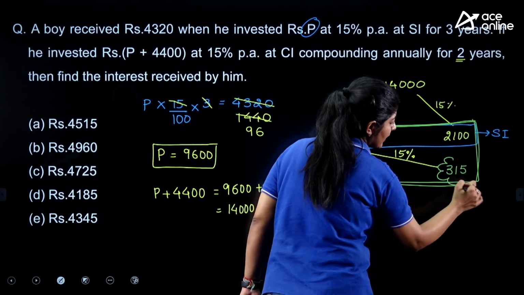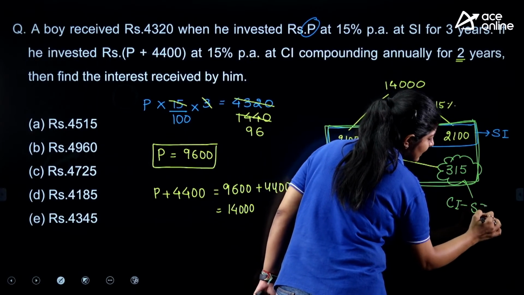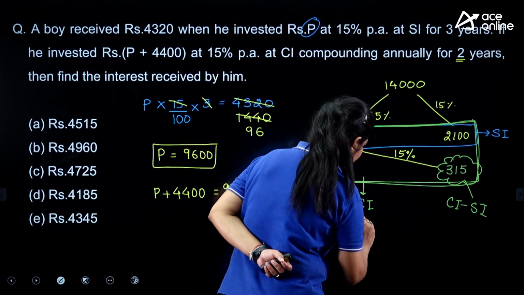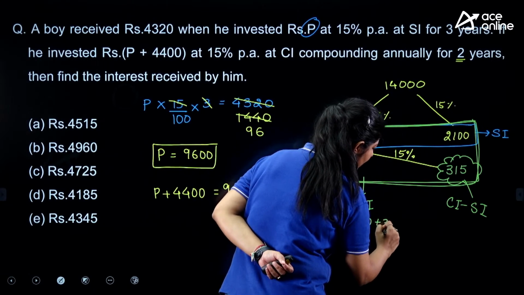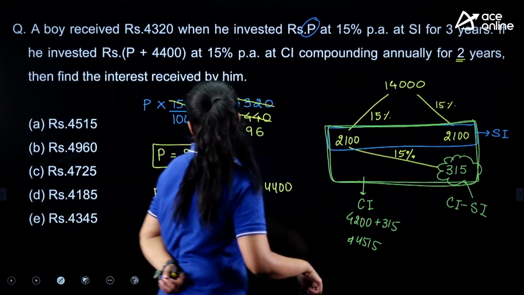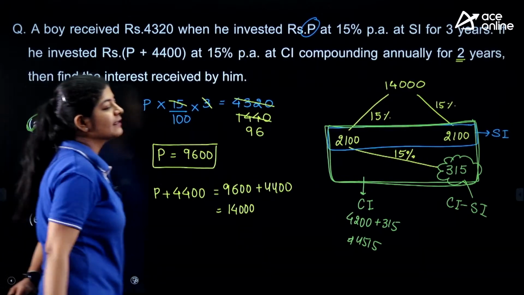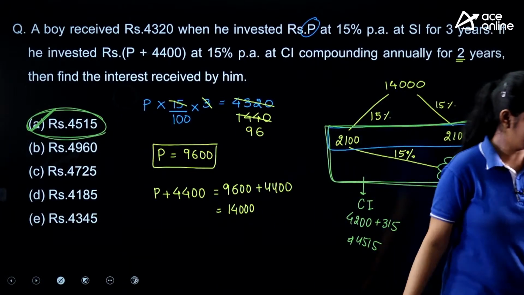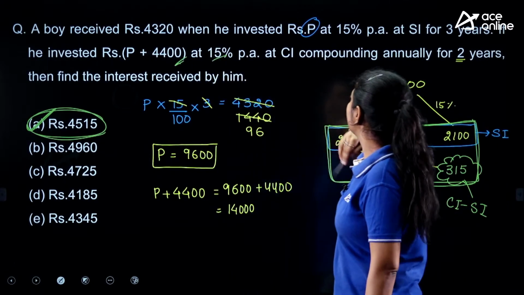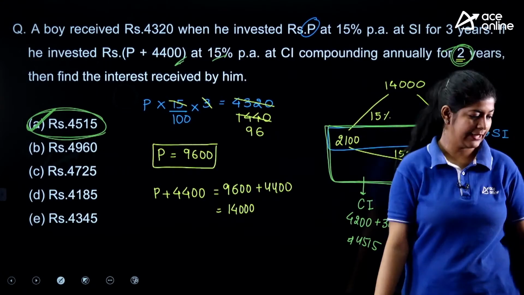And this thing is nothing but the compound interest minus the simple interest, right? So what is the total amount we are getting? We are getting 4,200 plus 315, that is nothing but 4,515. Do we have this in our option? Yes, that means option number A is the correct one. This is the interest that this person got if he invests this particular amount with 15% rate of interest compounding annually for 2 years, right?